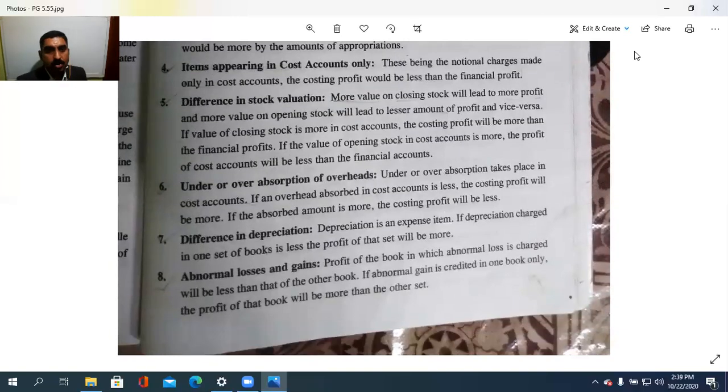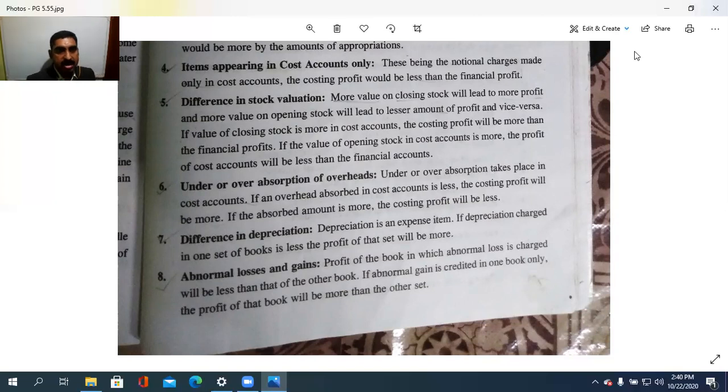Next, under or over absorption of overhead. Under or over absorption takes place in cost accounts. In financial accounts there is no such case. So if the overhead absorbed in cost accounts is less, the costing profit will be more. Isn't it? If the expenses incurred are less, profit will be high, and vice versa. If the expenses incurred are more, profit will be less. That is automatic. What does it mean? Expenses incurred high, profit will be low, and vice versa.